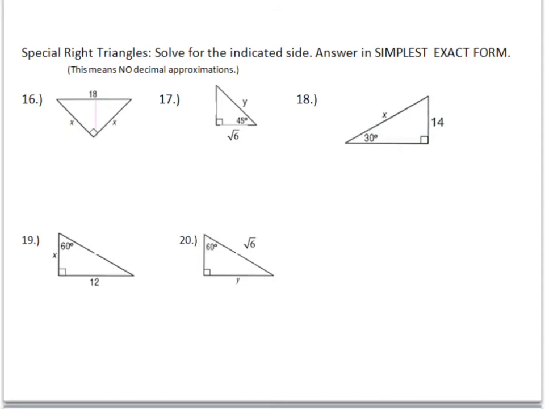Special right triangles, I'm just going to put our rules over here that I'm going to be referring to. 45, 45, 90 here. Legs are the same length. Hypotenuse is the leg times root 2.